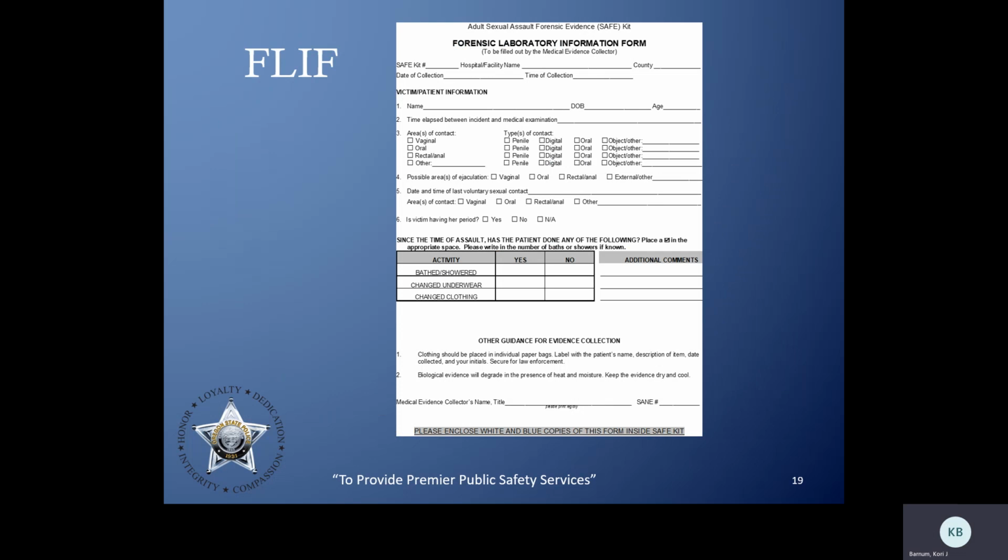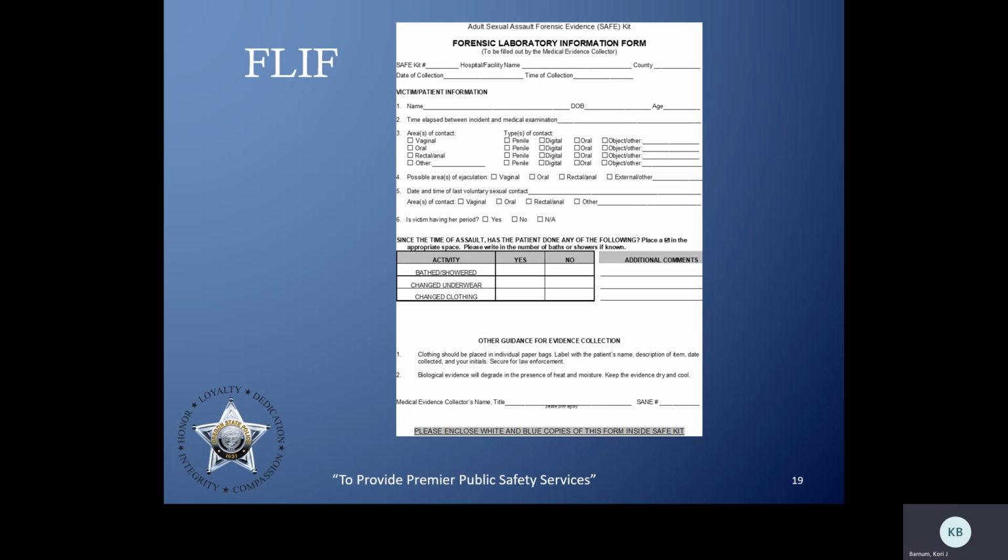The most important piece of paperwork to complete and return inside the kit to the laboratory is what we call the FLIP, the Forensic Laboratory Information Form. This is a one-page snapshot of the case scenario as provided by the patient. Important information for us on this form is the time elapsed between the incident and the sexual assault nurse examination, the areas of contact, and the types of contact.